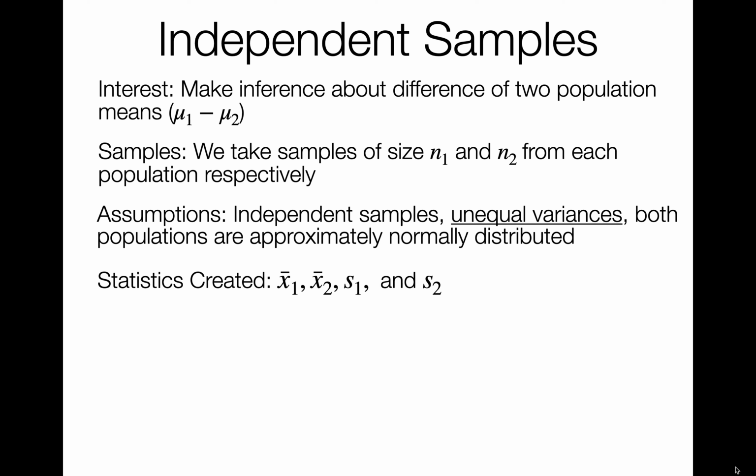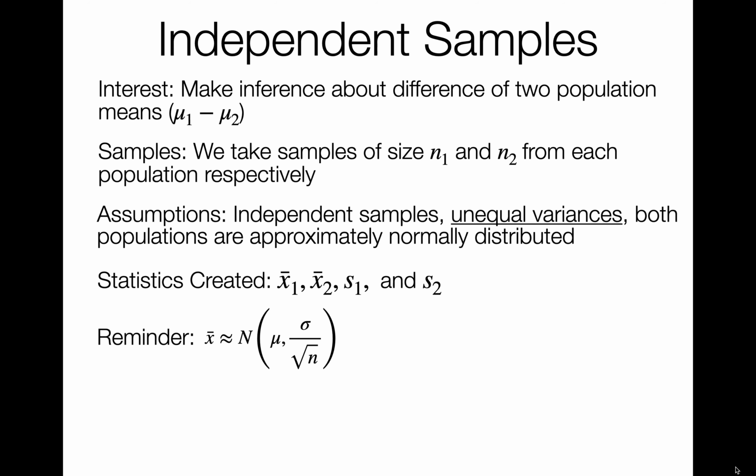Okay, so when we take our samples, a number of statistics are created that, of course, we're interested in, just like we were interested in the one sample case: the sample means and the sample standard deviations. And so that's X bar and S. X bar is the sample mean, S is the sample standard deviation. Now I just have subscripts to denote which sample they're in, 1 and 2.